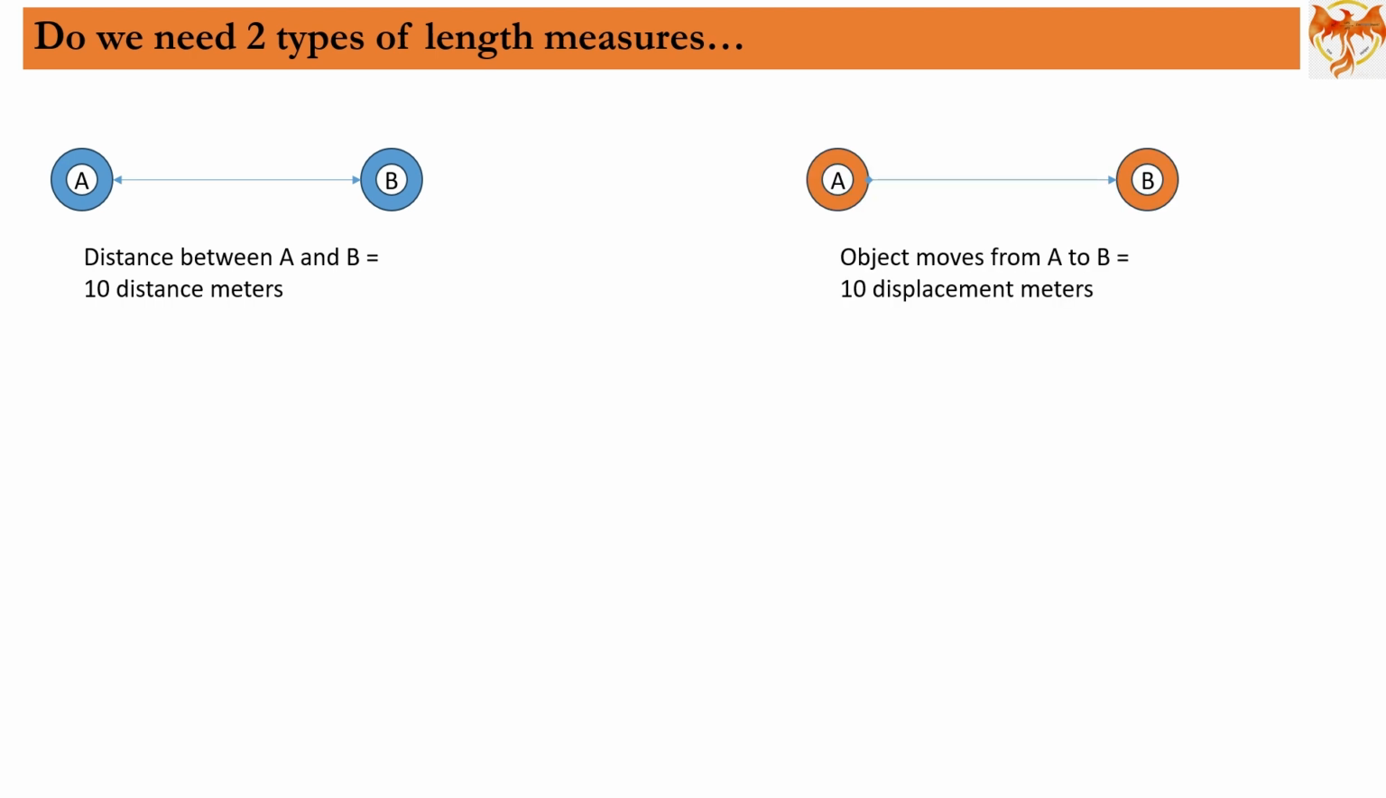Similarly, let's say there's an object which moves from A to B. So, we would say the object has been displaced by 10 meters. So, let's call them displacement meters, right? So are distance meters and displacement meters really different? That's the question we're asking.